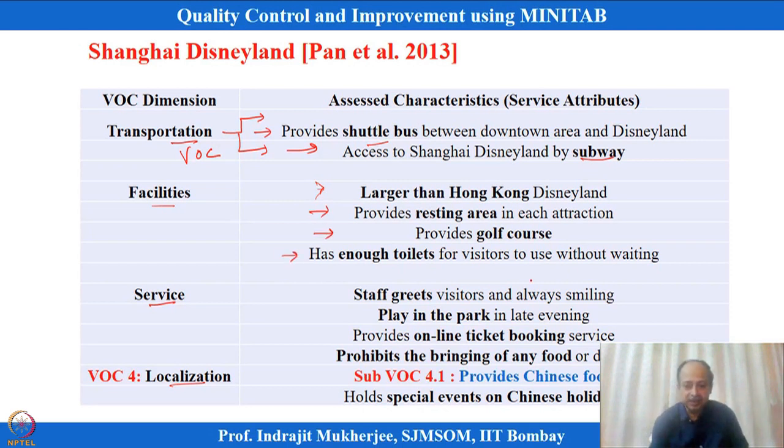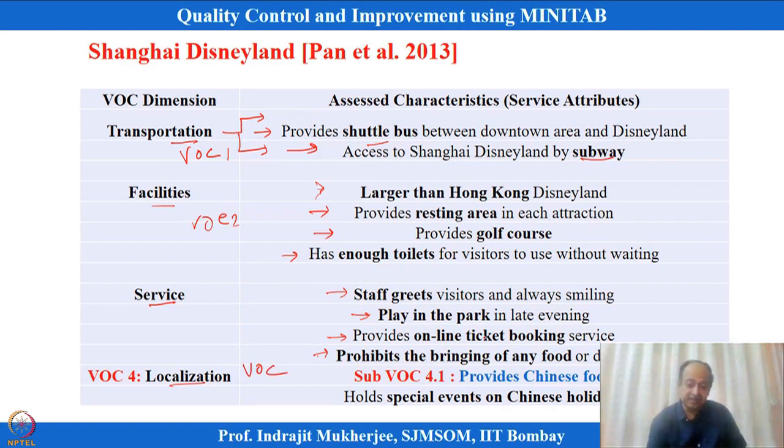Similarly, in service also, staff are greeting visitors, and these service aspects can be dimensions of the voice of the customer. There should be a play area in the park in late evenings. They should provide online ticketing, and they should prohibit bringing any foods or drinks. That can also be checked. Localization is another dimension we are mentioning over here. So, this is voice number one, and these are the sub voices of a specific voice. This is voice 2, and this may be voice 4 over here.